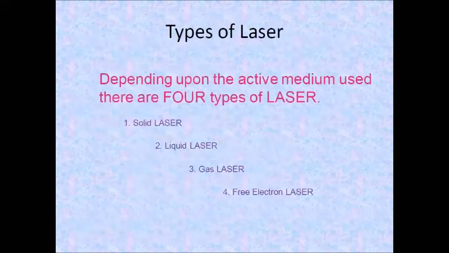Now, the types of laser basically depend on what kind of active material is used for the lasing operation, right? So it can be a solid laser if we use solid materials, or a liquid laser, or a gas laser, or a free electron laser.